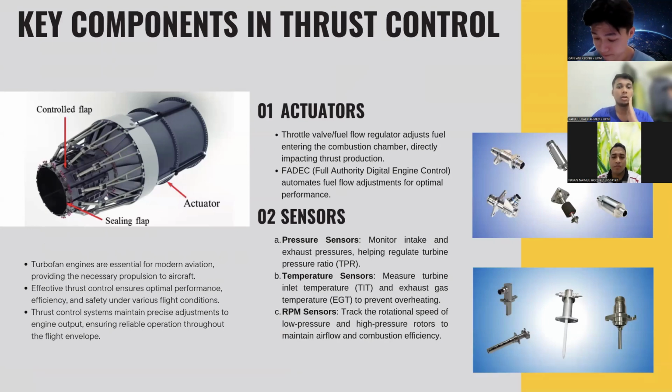Thank you. Now I'm going to talk about the key components in thrust control. First, I will talk about the actuator. The actuator is a critical component in the thrust control system of a turbofan engine. At its core, the actuator is often a throttle valve or works as a fuel flow regulator that accurately regulates the quantity of fuel entering the combustion chamber.